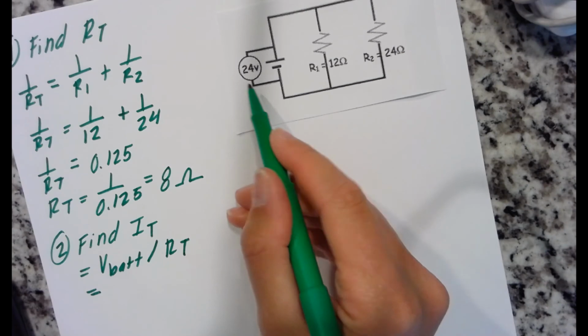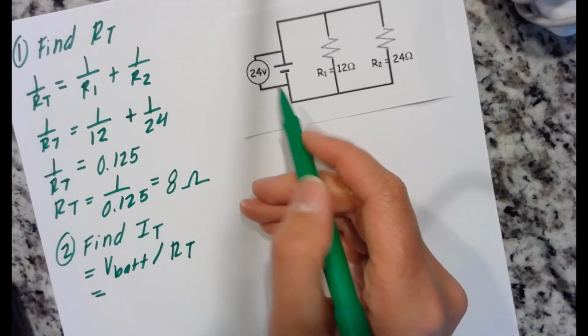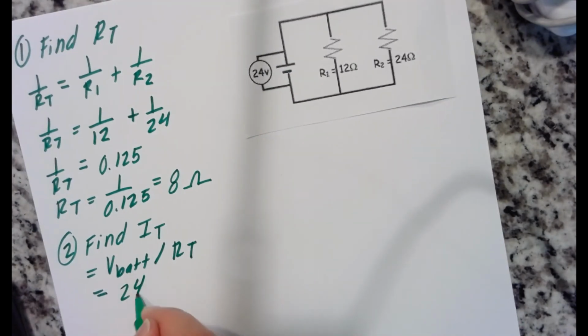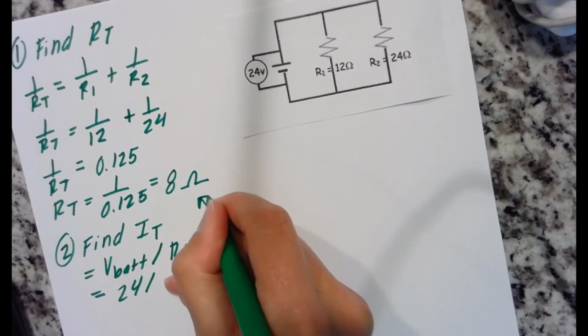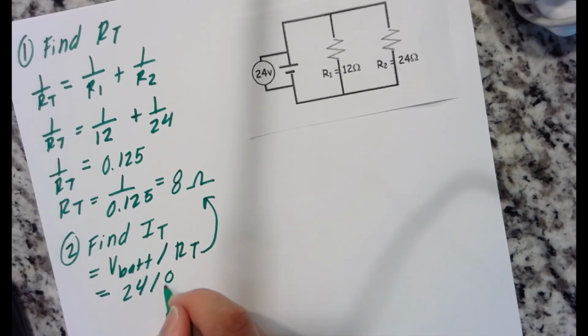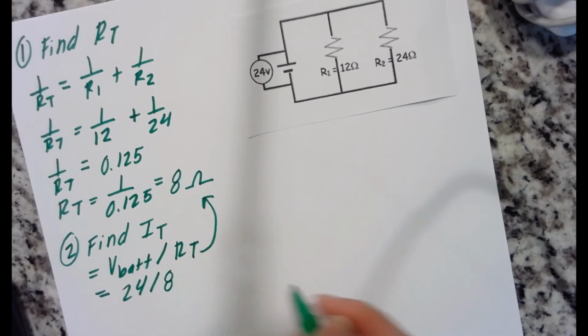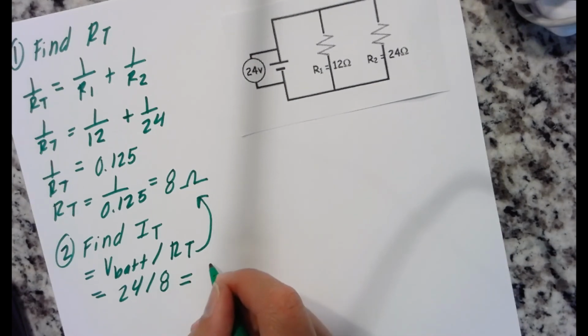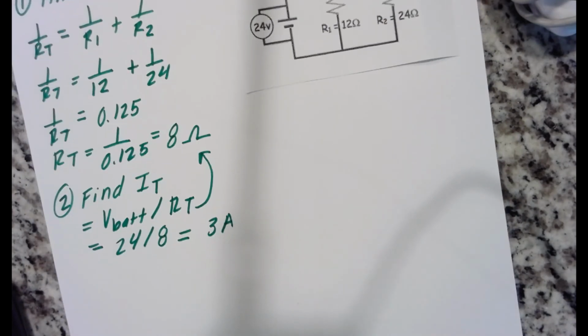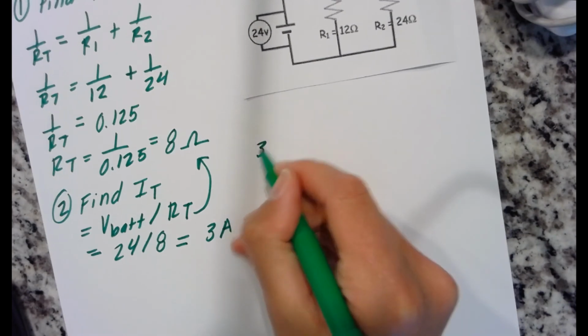If we look here, the voltage being supplied by the battery or energy source is 24. We're going to divide that by the resistance that we found in the previous step. This is pretty simple math. 24 divided by 8 gives us a total current of 3 amps. And then last but not least, our final step is to find the current that's running through each resistor. When we add those together, they should hopefully add up to 3. That's just a nice way that we can check our work at the end.